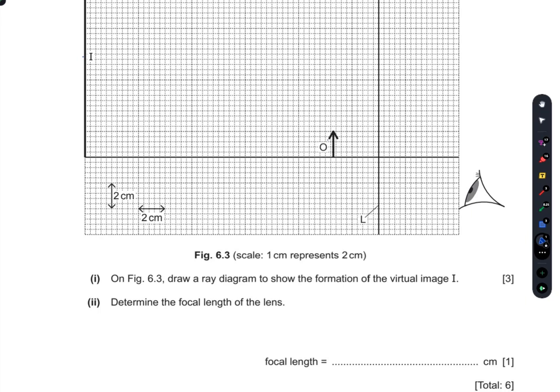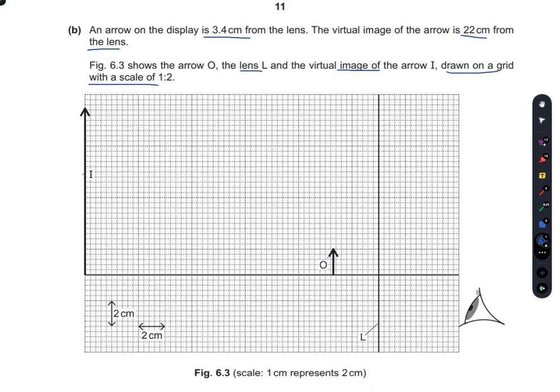On figure 6.3, draw a ray diagram to show the formation of the virtual image. First of all, the ray passing through the optical center remains undeviated. After that, the ray parallel to the principal axis then deviates. It converges, and these rays do not actually meet. A virtual image is formed here.